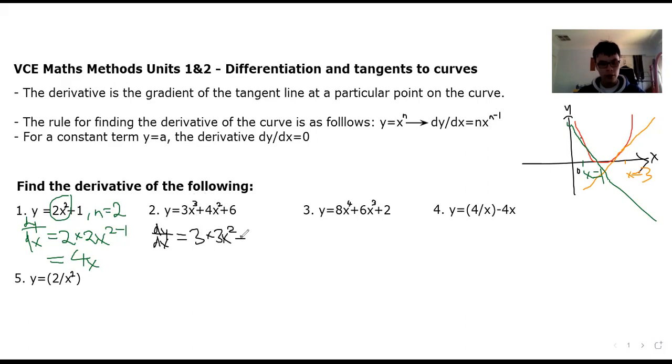And then adding that, we have 4 times 2x. And then because 6 is a constant term, again, that becomes a 0. So now let's evaluate this. So we have 9x squared plus 8x.